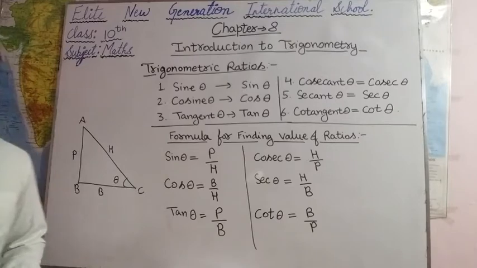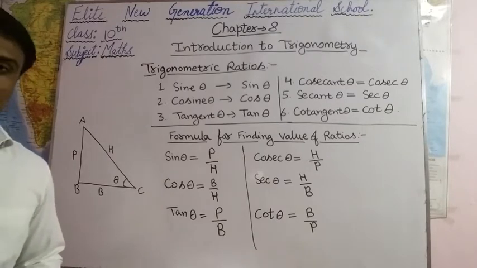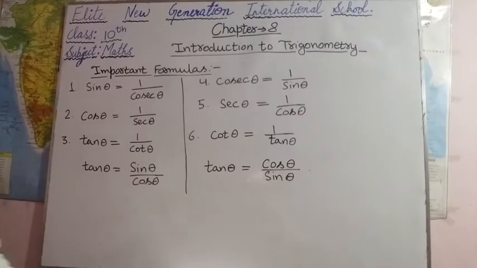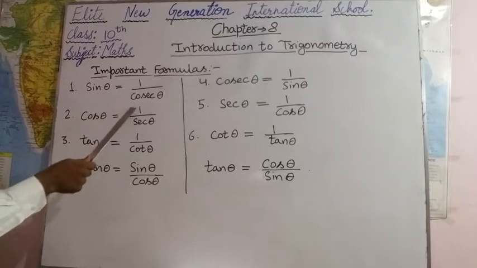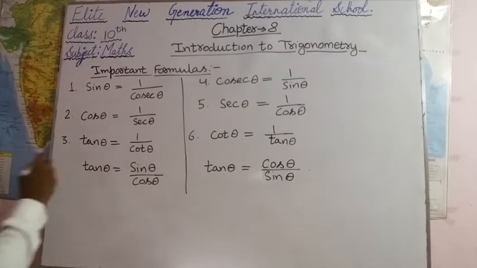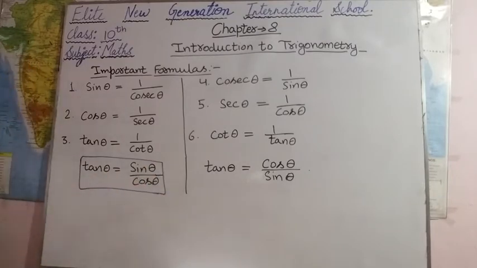Similarly there are some other formulas which are also very important for calculating trigonometric ratios. So here sin theta equals 1 upon cosec theta, cos theta equals 1 upon sec theta, tan theta equals 1 upon cot theta, and one value of tan theta is also given by sin theta upon cos theta. This formula is also very important, and many times it is used in many kinds of questions.